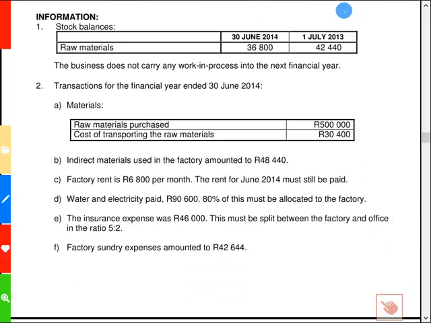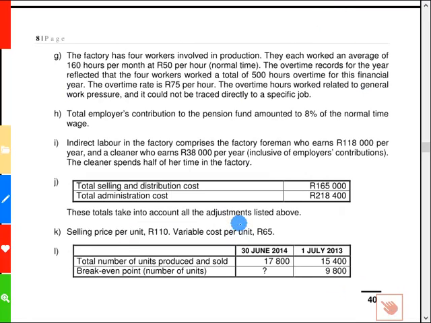We've got our stock balances, just quickly orientating ourselves. We've got transactions for the financial year that ended on 30 June 2014. Transactions have information regarding materials, indirect materials, factory rent, water and electricity, okay. Then point number G has got information about labor, pay, hours that laborers worked, etc. Information number H, information about employers' contribution to a pension fund, so that's also got to do with labor.